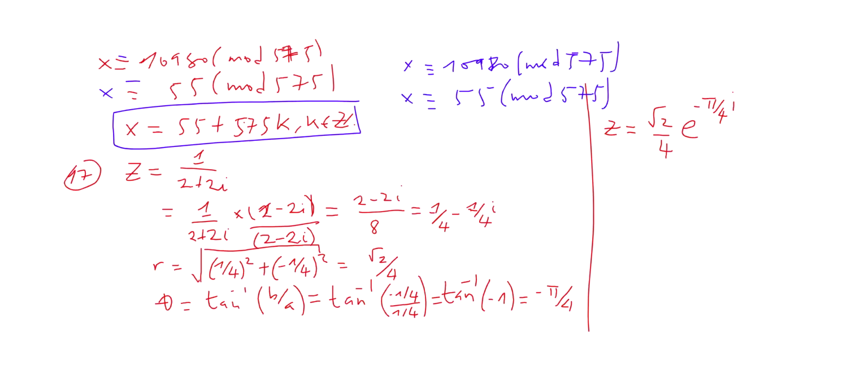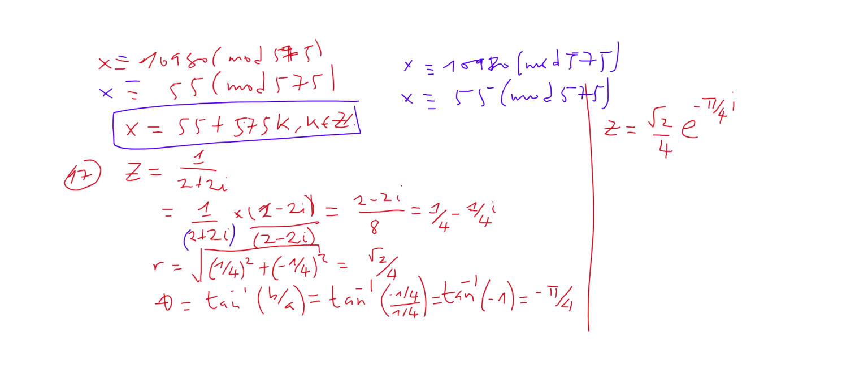Then next, we did talk about the complex numbers. So here we are given 1 over 2 plus 2i, and we are asked to write it in an exponential form. For such a problem, you need to multiply by the conjugate, both the numerator and the denominator. If you multiply through, you get 2 minus 2i over 8, and this is equal to 1 over 4 minus 1 over 4i.